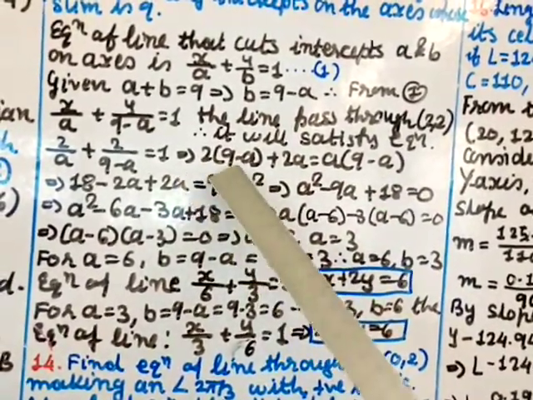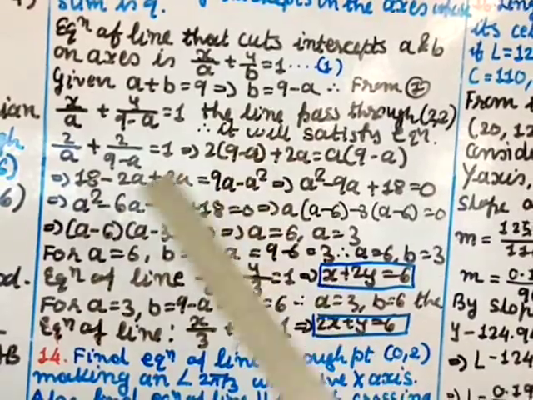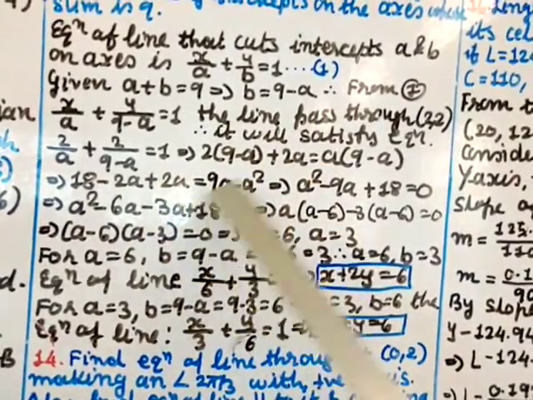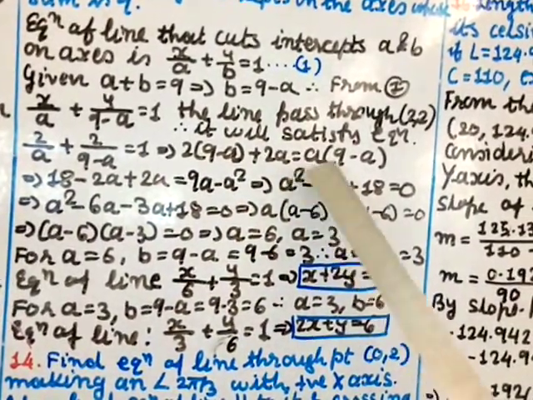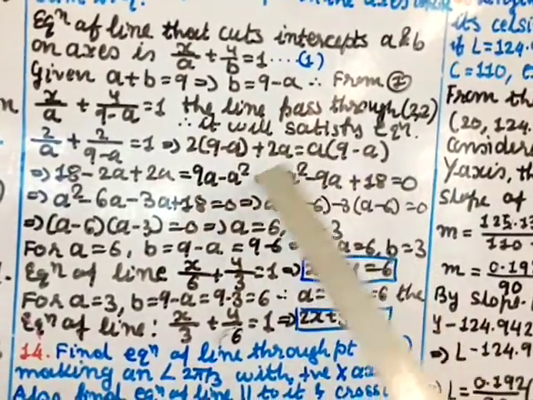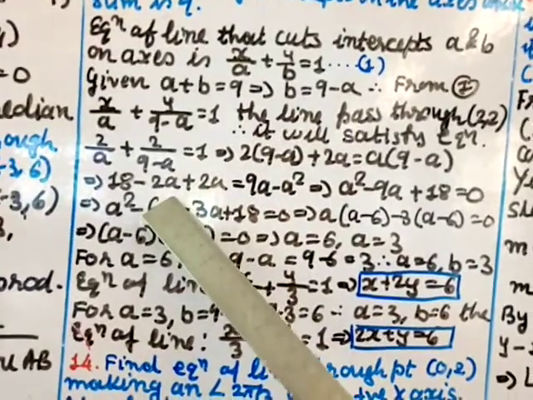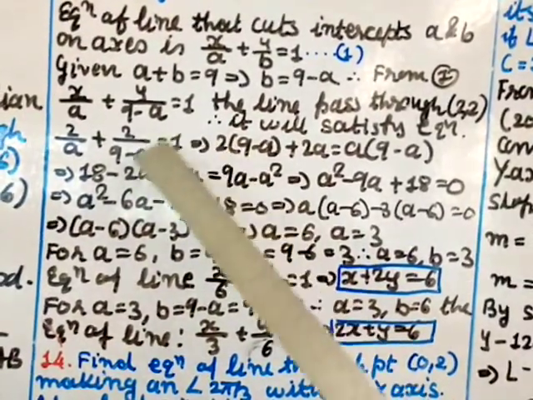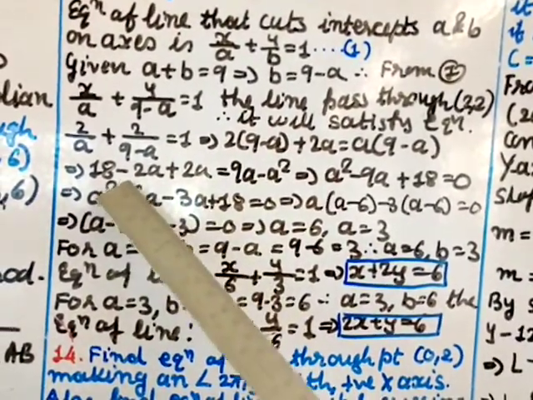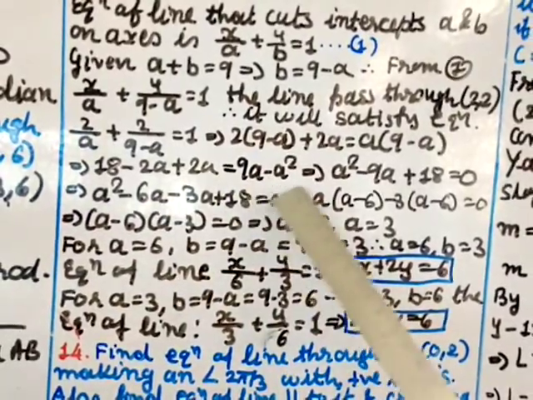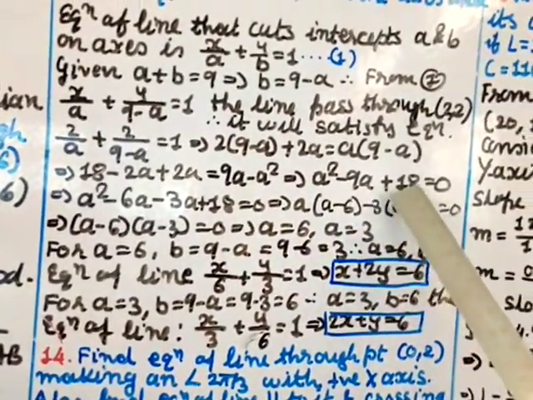Multiply inside, so 2 into 9 is 18 minus 2 into A is 2A plus this 2A equal to this, also multiply A inside, so 9 into A is 9A minus A into A is A square. This minus A square transfer over here becomes plus. 9A plus transfer over here becomes minus, and minus 2A plus 2A you can cancel. So what you get is A square minus 9A plus 18 equal to 0.